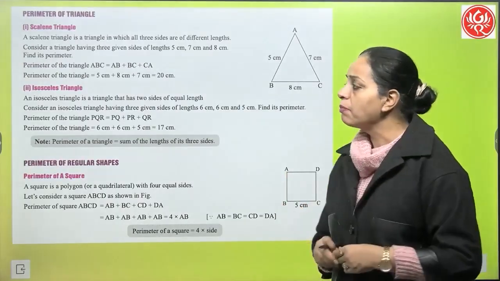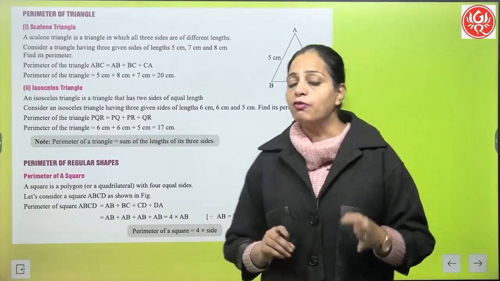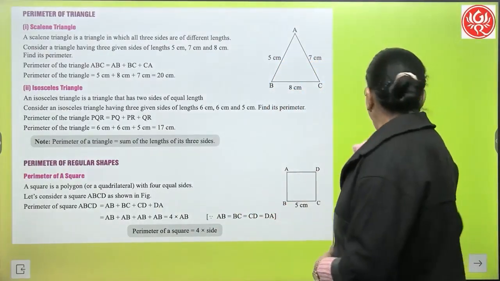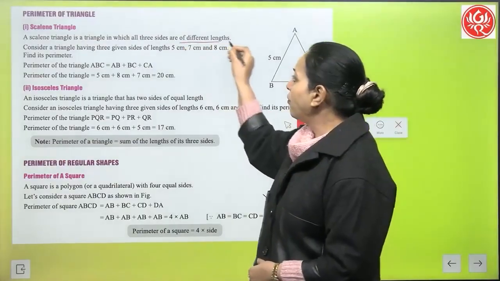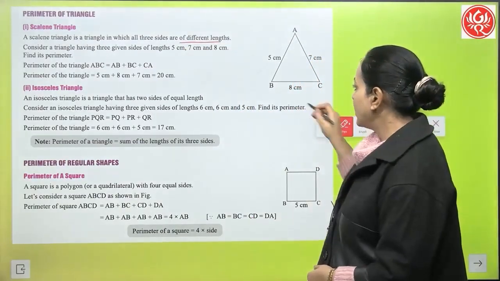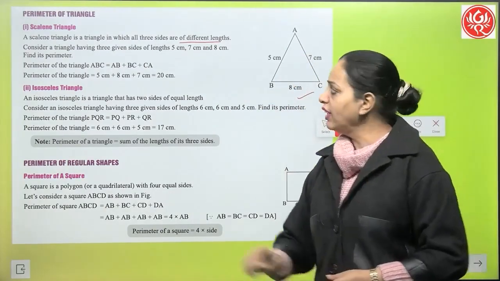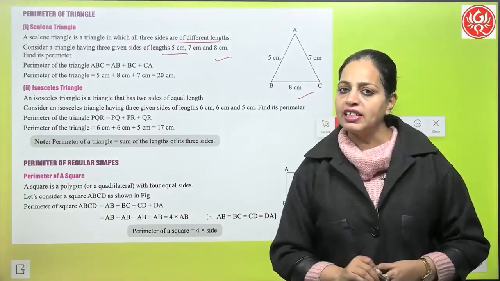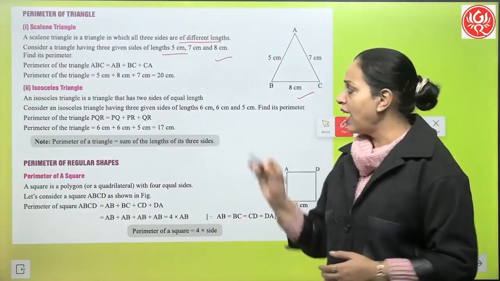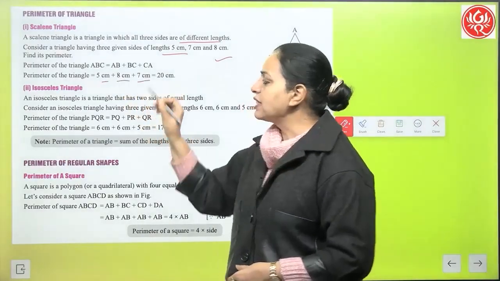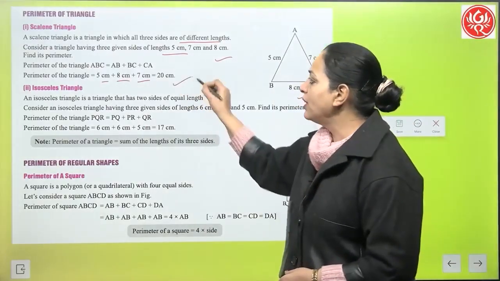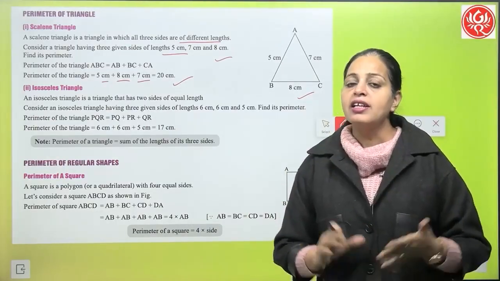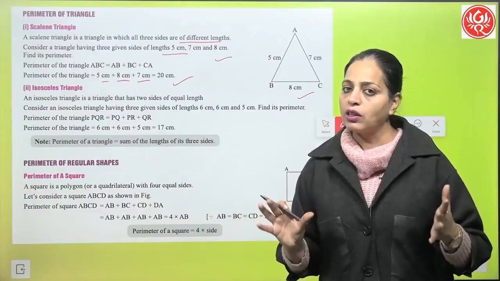Now we are coming to next perimeter of triangle. The first one is scalene triangle. You know very well scalene triangle means when all the 3 sides are of different length. See, a triangle is given. Consider a triangle having 3 sides of length 5 centimeter, 7 centimeter and 8 centimeter. Can you find its perimeter? Yes. Add all the sides. 5 plus 8 plus 7 centimeter means 20 centimeter. तो किसी भी ट्रायंगल का हमें पेरीमीटर फाइंड करना है. Simply what to do, just add all the sides.